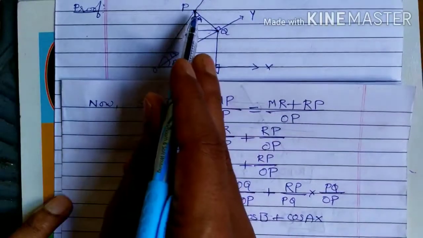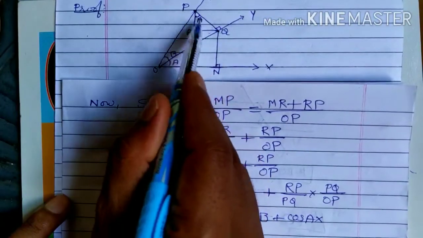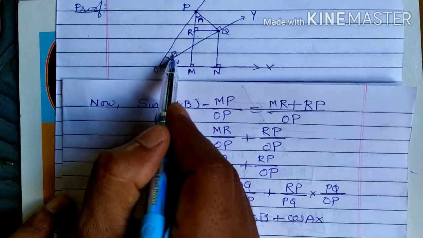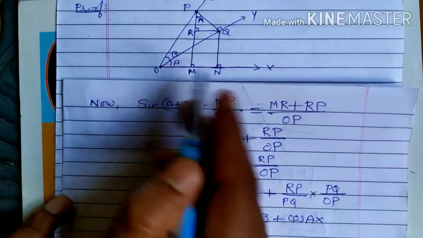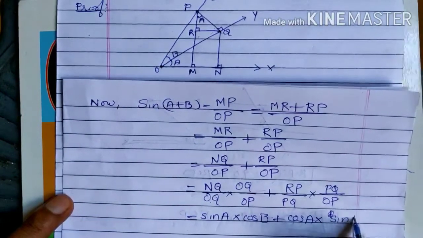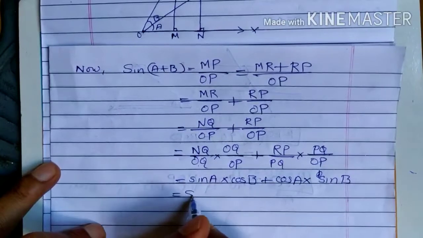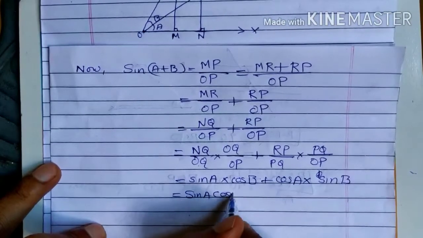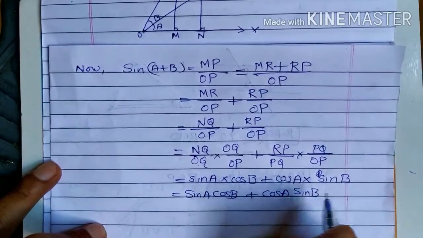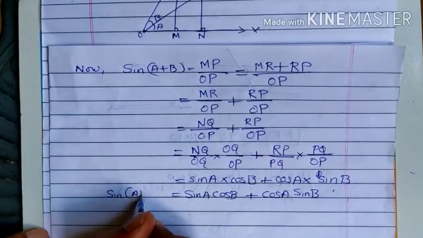PQ by OP. So again, in triangle OPQ, PQ by OP with respect to this angle is opposite by hypotenuse, that is sine theta. Sine theta is B. So that is equal to sine A cos B plus cos A sine B, which is the required proof. Sine A plus B is equal to sine A cos B plus cos A sine B.